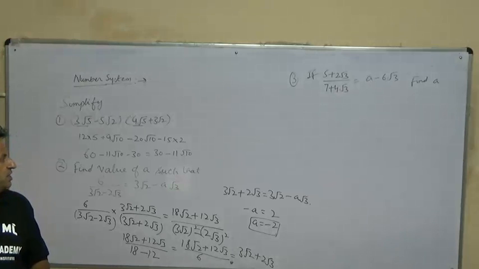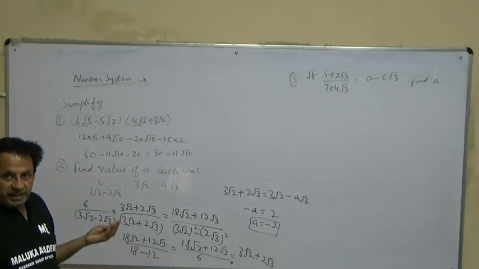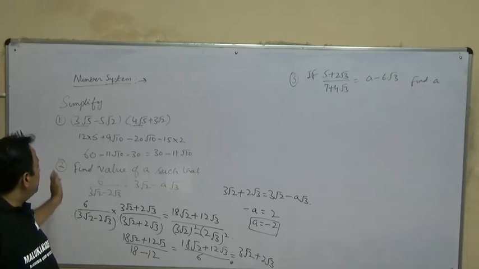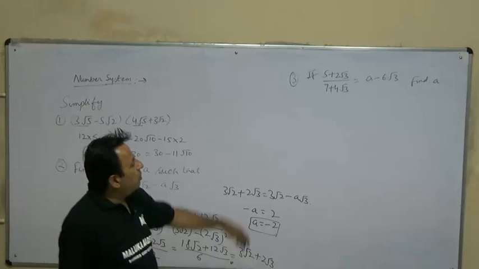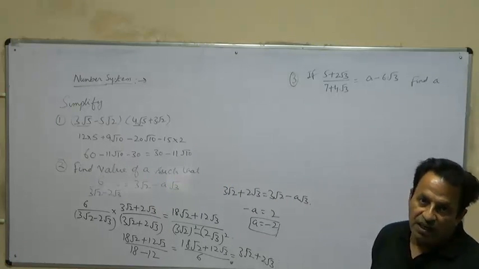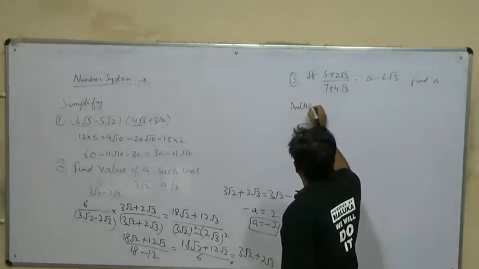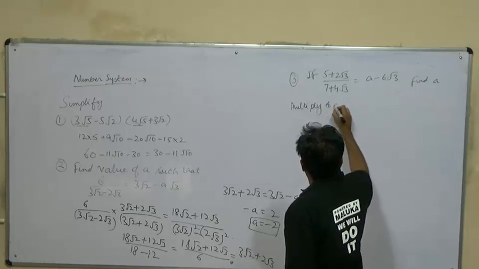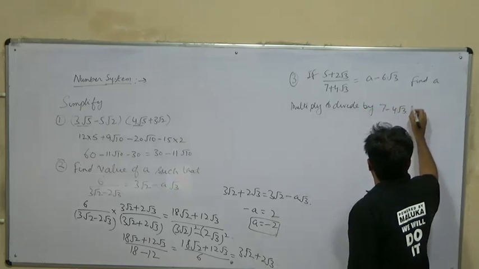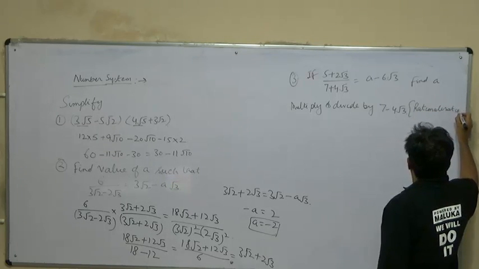So again we will be rationalizing the denominator on the left hand side. So we will simplify the left hand side, equate it to the right hand side, then on comparison we will get the value of a as we did in this question. So what will be the rationalization factor in this question? We have got 7 plus 4 root 3 in the denominator. So its RF will be 7 minus 4 root 3. So what we will do, multiply and divide by 7 minus 4 root 3. So this is rationalization. So we are rationalizing.